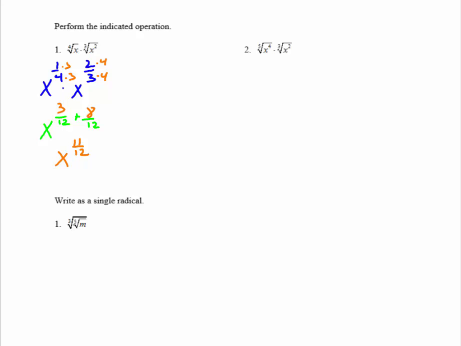But it did say perform the indicated operation, which means we want it to be in radical form. Well, 11 is the power and 12 is the index. So we go back into radical form, it would be the 12th root of x to the 11th.